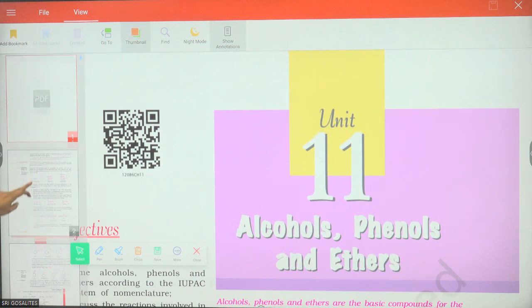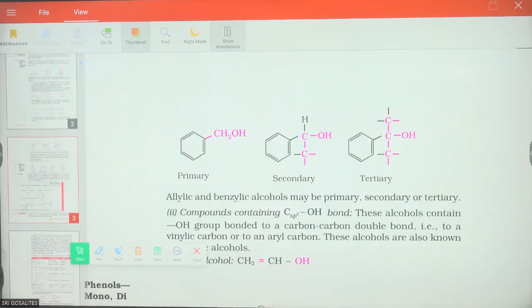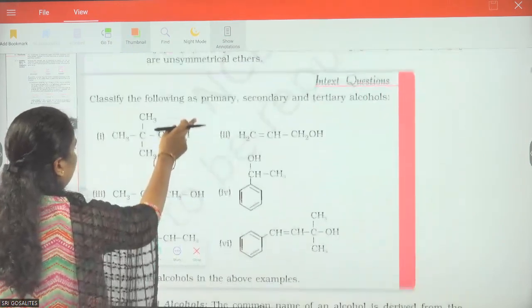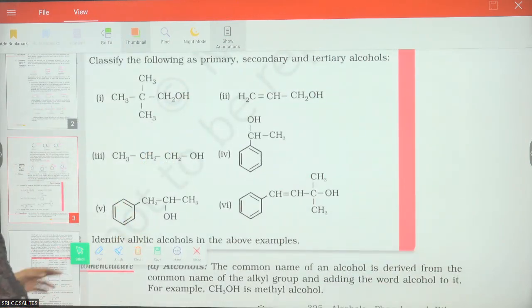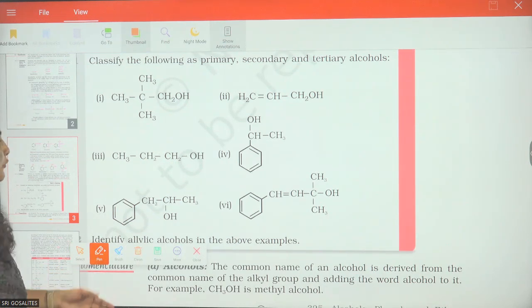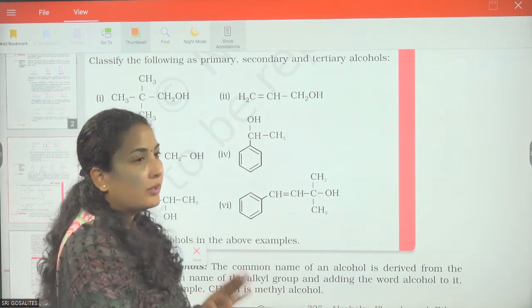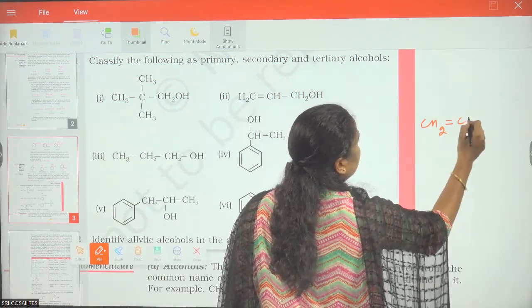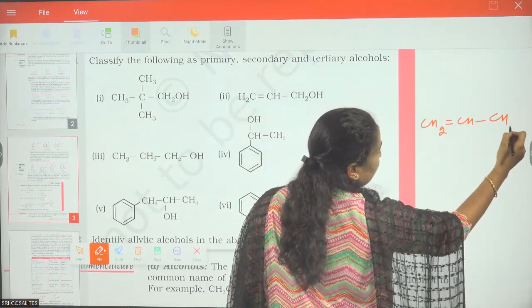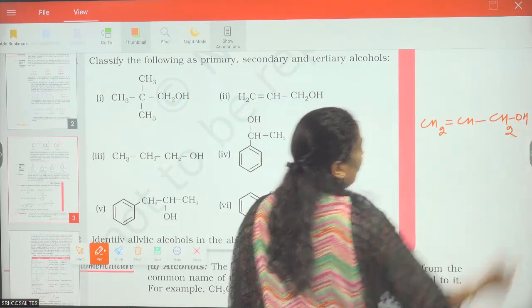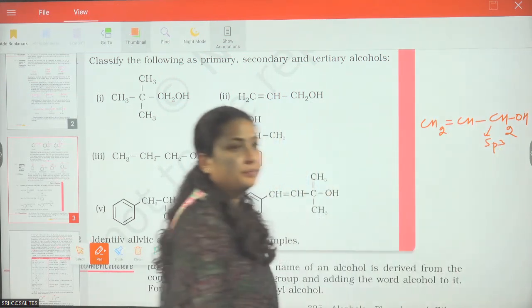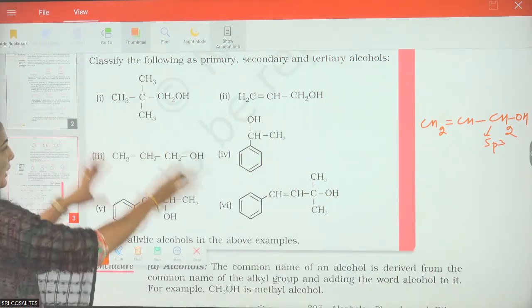When it comes to alcohol, phenol, ether, they have stressed identifying primary, secondary, tertiary, benzylic, allylic. You should be able to identify allylic and benzylic, so make sure you remember them. What is allylic? You should have an sp2 carbon, and to that an sp3 carbon is attached. Suppose OH is attached to this sp3 hybridized carbon. That will be allylic. So you must be able to identify that.